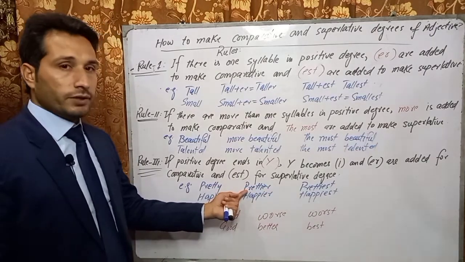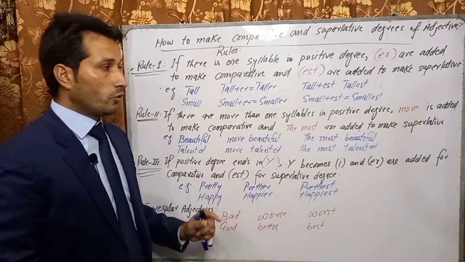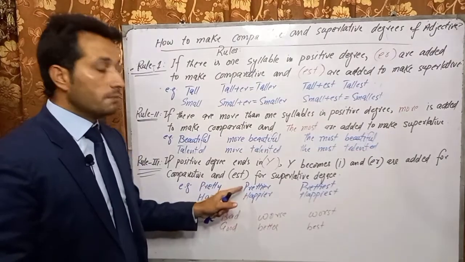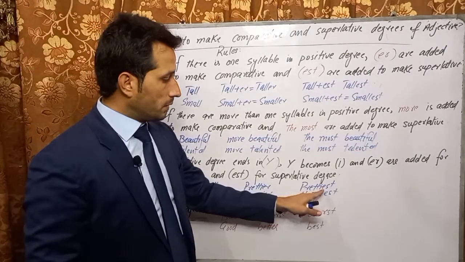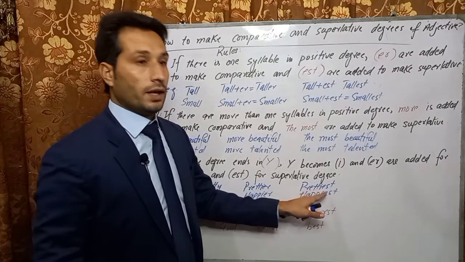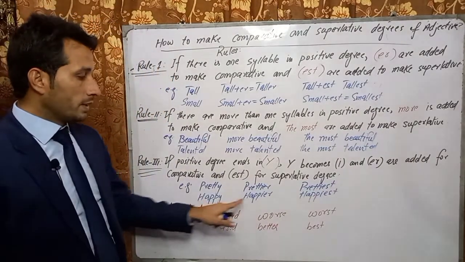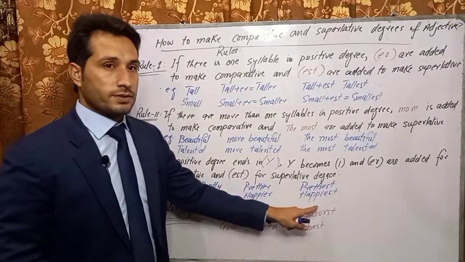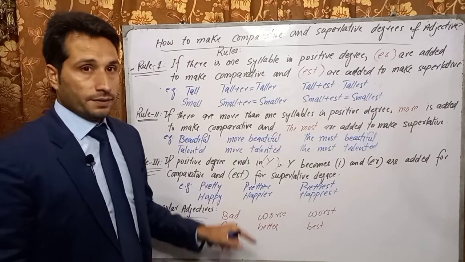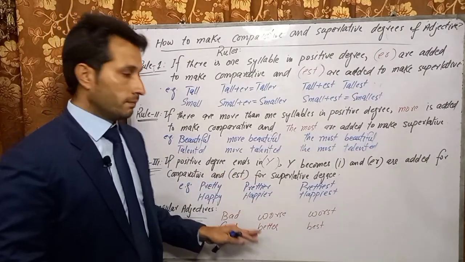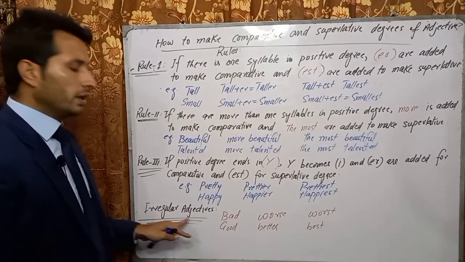So the comparative degree is prettier. We cannot say more pretty. We say prettier, and the superlative degree is prettiest. Happy, happier, happiest. Lengthy, lengthier, lengthiest. Next we have irregular adjectives.